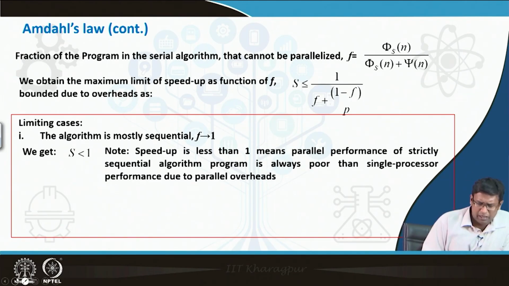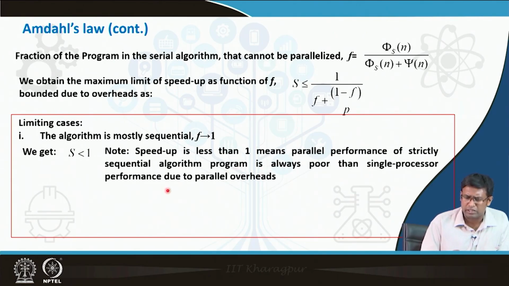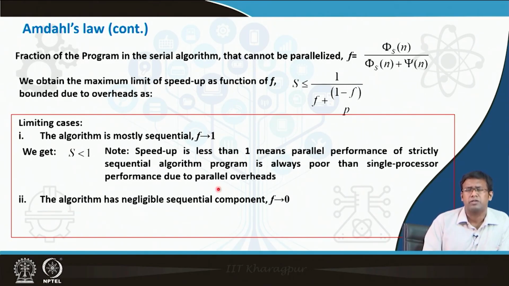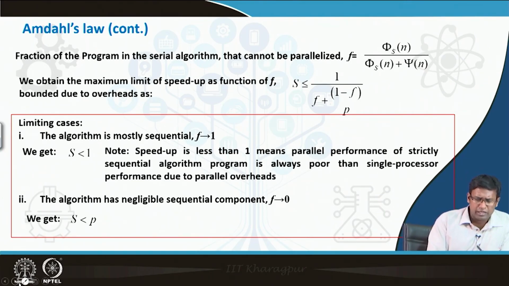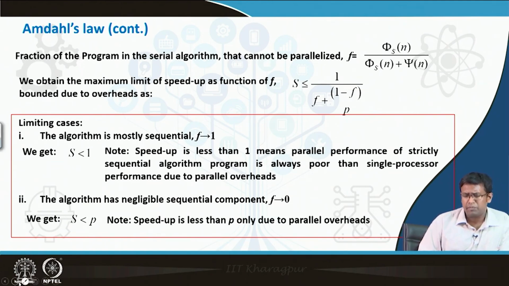In case the speed up is less than 1, it means the parallel performance of a strictly sequential algorithm is always poorer than single processor performance due to parallel overheads. In case the algorithm has a negligible sequential component, almost the entire program can be parallelized, f goes to 0, we get speed up is less than p. It is not exactly p due to parallel overheads, and in between we will get a value of speed up which is 1 by f plus 1 minus f by p.